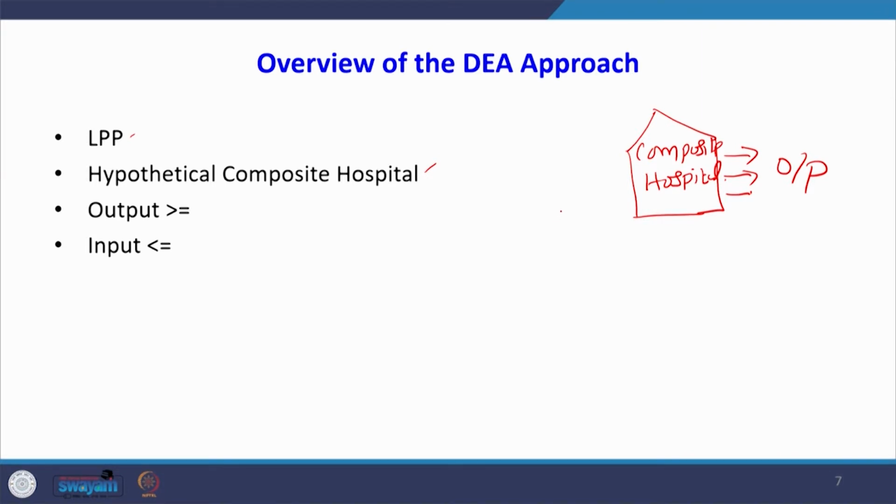Okay. So, what we are assuming about this composite hospital is that it is always going to produce more output than the individual hospitals. That is why this output is greater than or equal to. The second assumption is that it is going to take lesser inputs, so inputs are lesser when compared to individual hospitals. So, we are going to formulate a linear programming problem for only composite hospitals. By looking at the efficiency or the performance of composite hospitals, we are going to compare the efficiency of the other 4 hospitals.